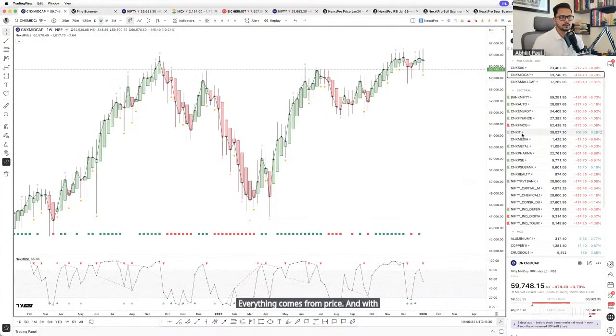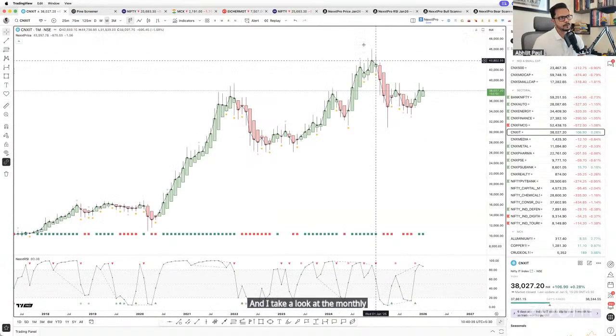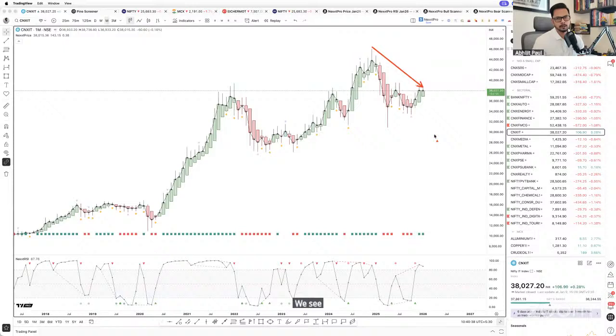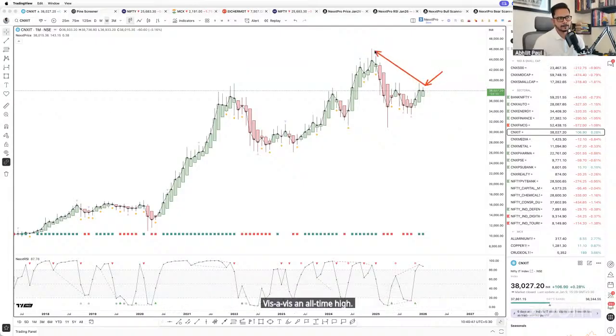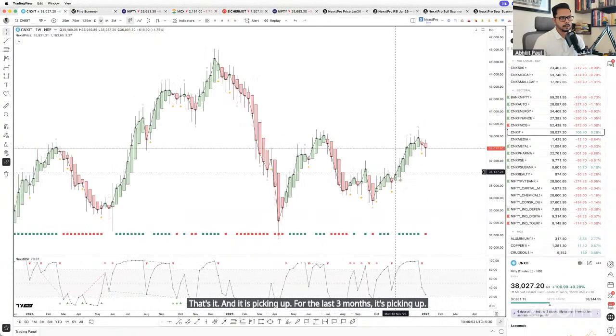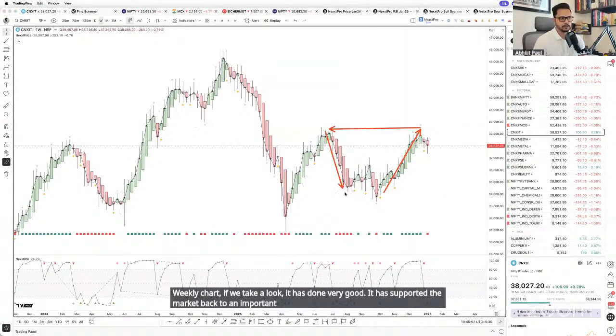And with that thought process, when I come to IT and I take a look at the monthly IT, we see significant long-term underperformance. Long-term, meaning we're looking at it from a point of view of where you are positioned vis-a-vis an all-time high. That's it. And it is picking up. For the last 3 months, it's picking up. Weekly chart, if we take a look, it has done very good. It has supported the market back to an important high from where it had fallen.